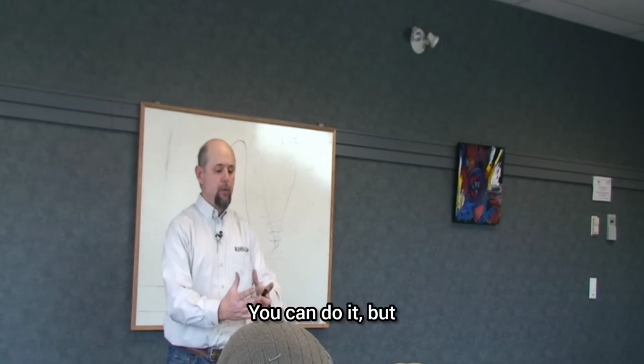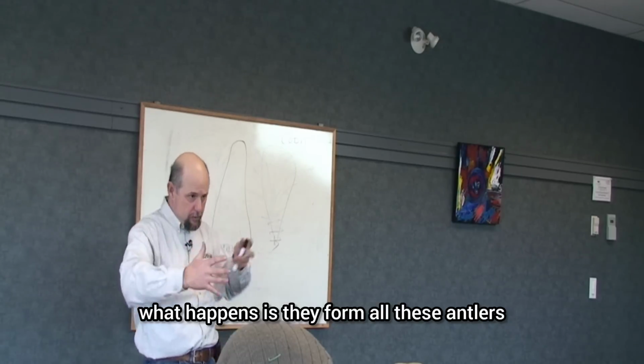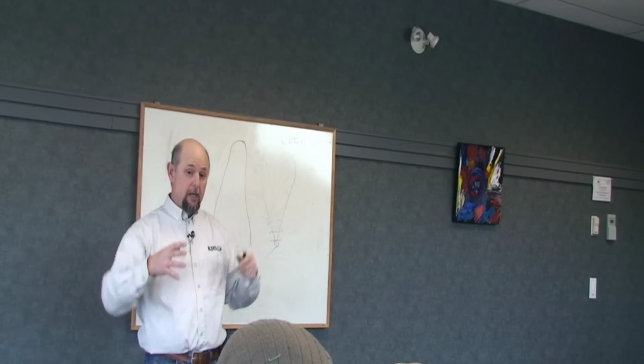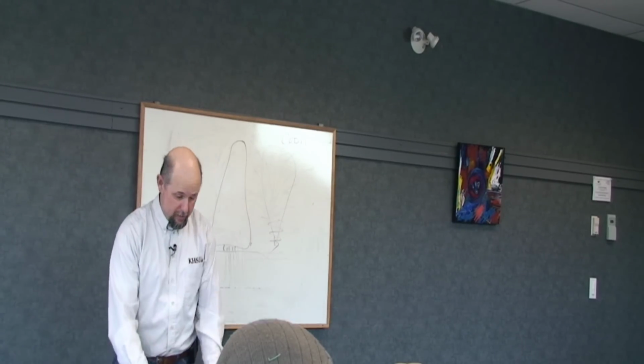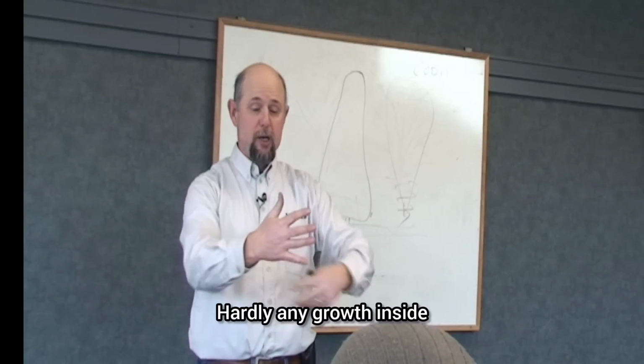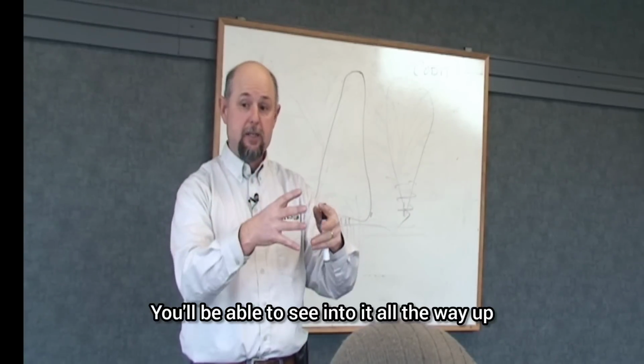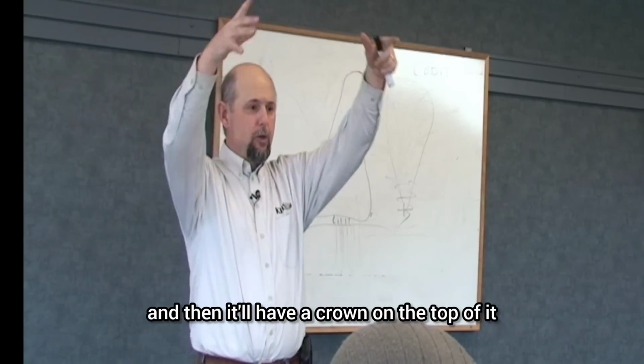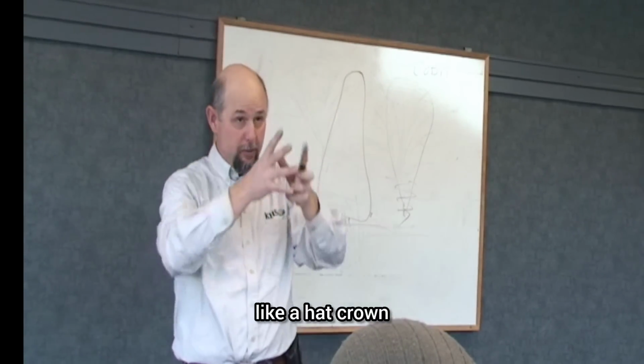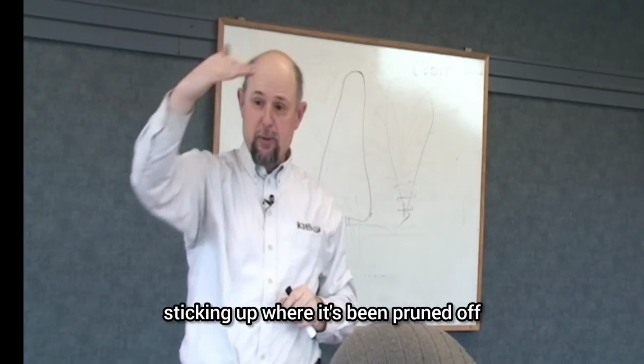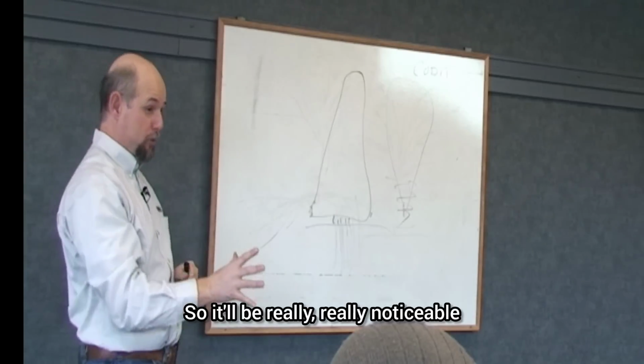You can do it, but what happens is they form all these antlers and growth out of the top of the tree, and it'll always look weird. The sides will be skinny and scrawny, hardly any growth inside. You'll be able to see into it all the way up, and then it'll have a crown on the top of it, like a hat crown, sticking up where it's been pruned off. So it'll be really, really noticeable.